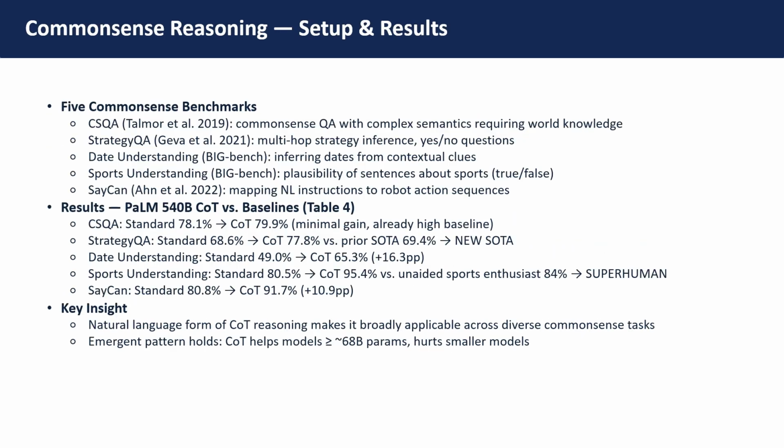Now, in this slide, we move beyond arithmetic into common sense reasoning. These tasks require world knowledge, multi-hop reasoning, and context understanding. For example, StrategyQA requires combining multiple facts, and sports reasoning requires domain understanding. Results show chain of thought improves performance significantly. For example, sports reasoning even surpasses the human baseline. This is very important because it proves chain of thought is not domain specific. It works because reasoning in natural language is a general capability.